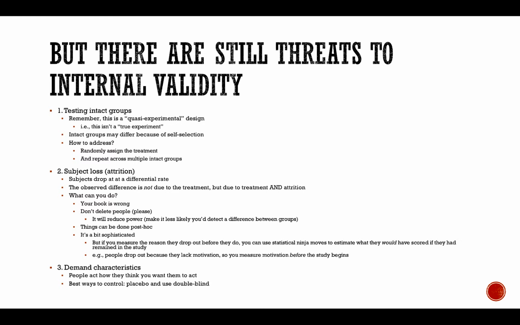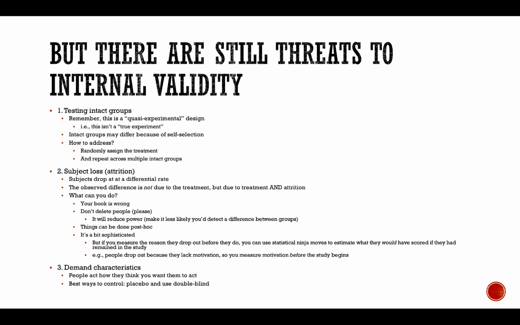Your book is wrong. Like I said, sometimes research methods experts should not be writing about stats, and conversely, maybe stats guys shouldn't be teaching about research methods. Maybe. I hope not. So your book got this totally wrong. It says something like delete people. If there are 5 people in the experimental group that dropped out, you should delete 5 people from the control group, and that's just a bad idea. It's going to reduce power, and it's going to make it much less likely that you would detect a difference between groups.